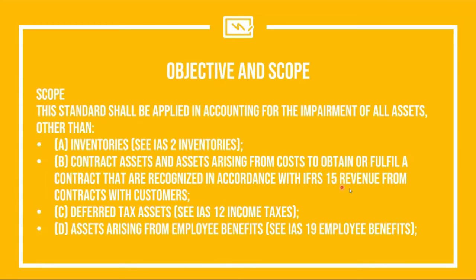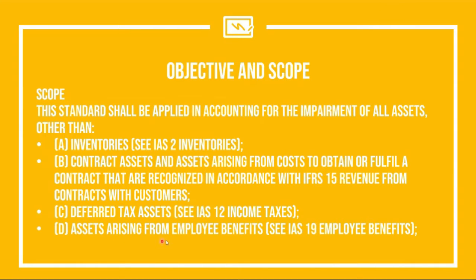Letter B, contract assets and assets arising from costs to obtain or fulfill a contract that are recognized in accordance with IFRS 15 revenue from contracts with customers. So again, there is a specific provision already on how to value contract assets. So therefore, it is not going to be covered by IAS 36 because it is already covered by IFRS 15. Letter C, deferred tax assets because it is covered by IAS 12. In the first place, deferred taxes are not usually subject to impairment unless it is not recoverable anymore. So if it is not recoverable anymore, there will be a simple derecognition of the deferred tax asset.